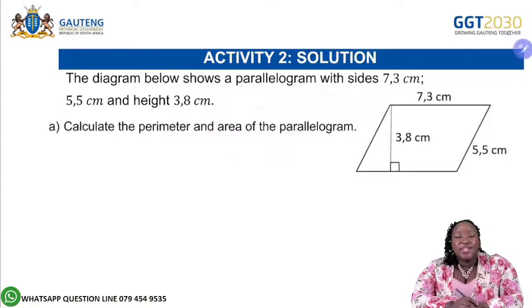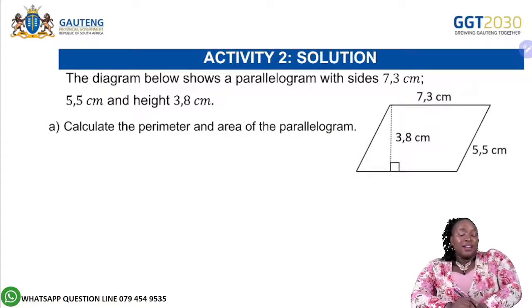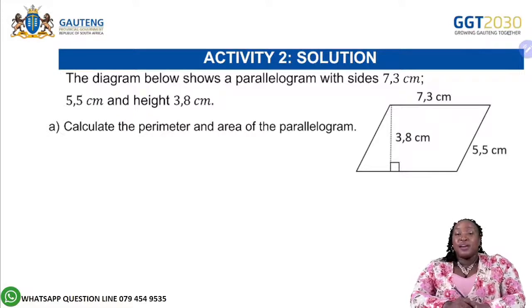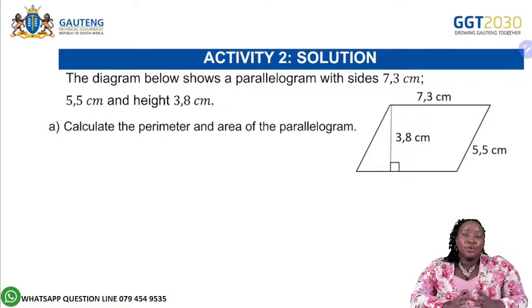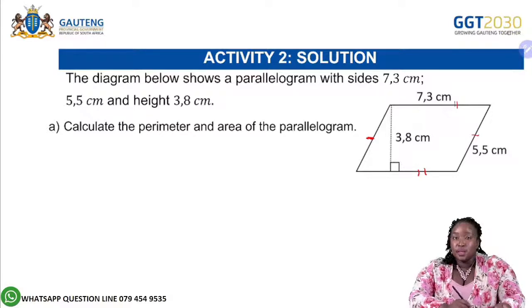So the first thing we had to do here was to calculate the perimeter and the area of this parallelogram. Now you remember the properties of a parallelogram, right? The opposite sides are equal. So if this is 5.5 centimeters, this side is also 5.5 centimeters. The other side will be 7.3 centimeters as well, because that one is 7.3 centimeters.